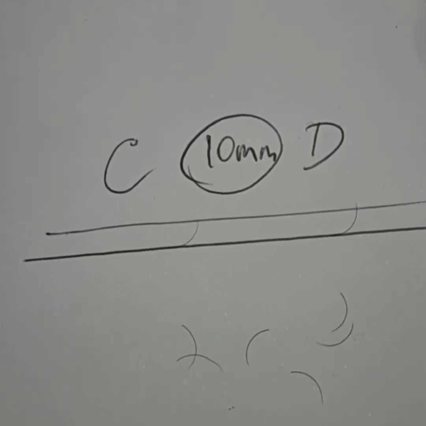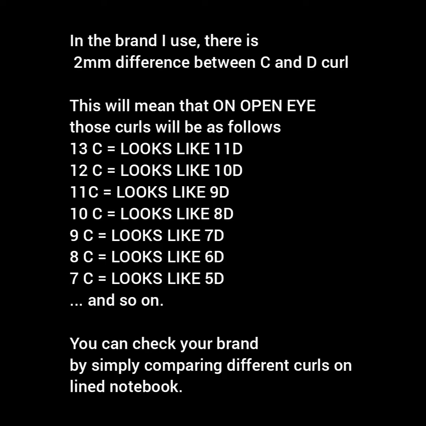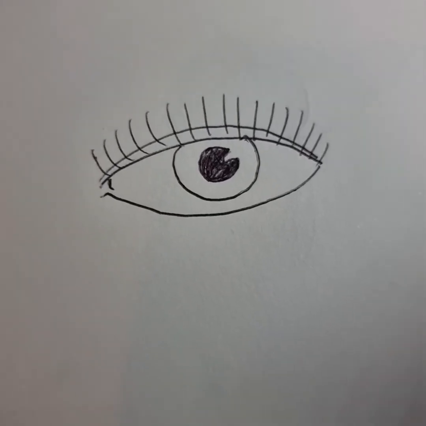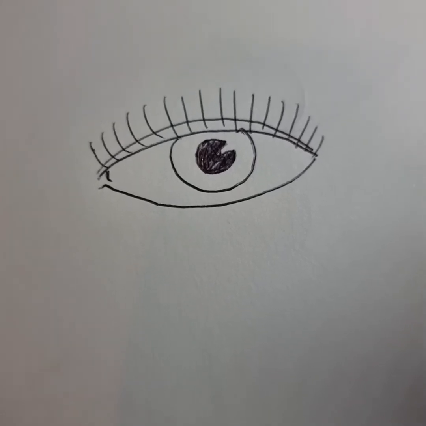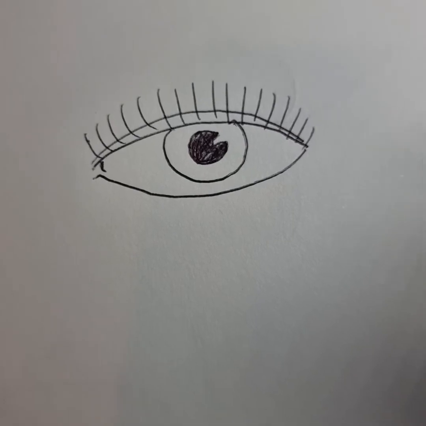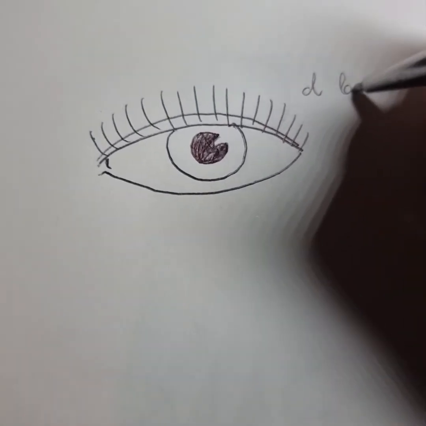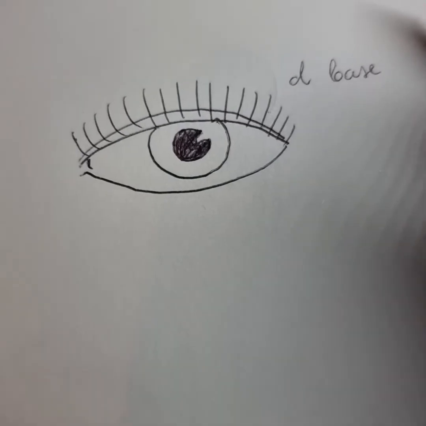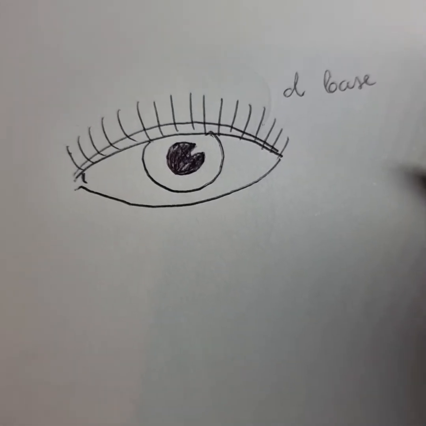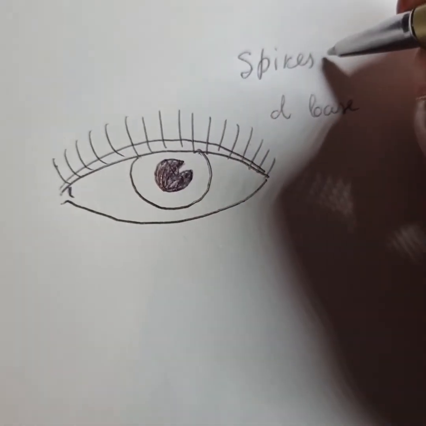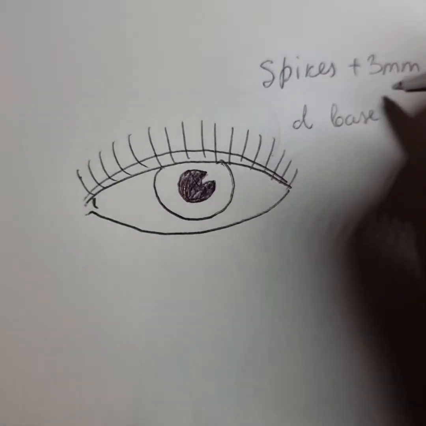So how to use that inside the set, for example, this one with the spikes. How is this information going to help us plan the map for the eye and help us in mixing the curls? For example, my base was done already with the D. And remember, for the spikes, we have to choose at least 3 millimeters more, plus 3 millimeters. So the spikes are going to be plus 3 millimeters from that base.